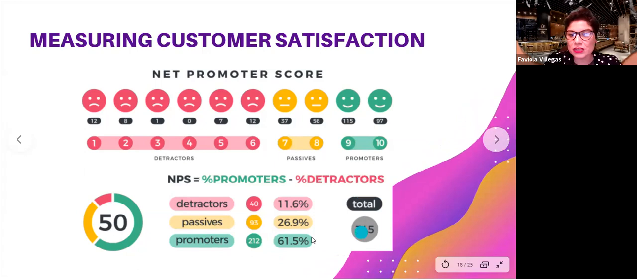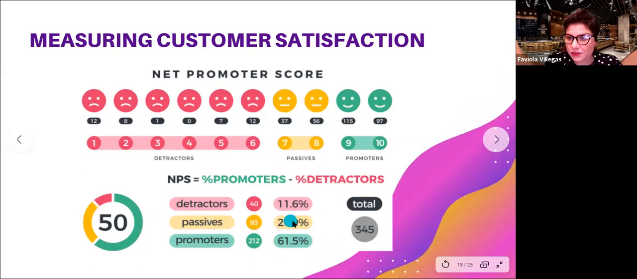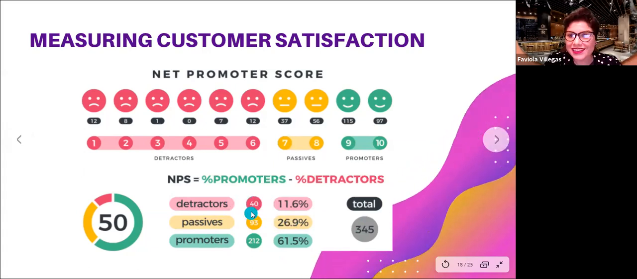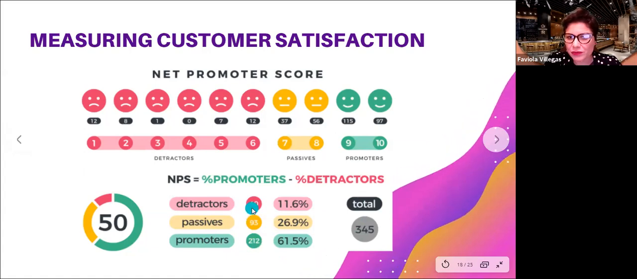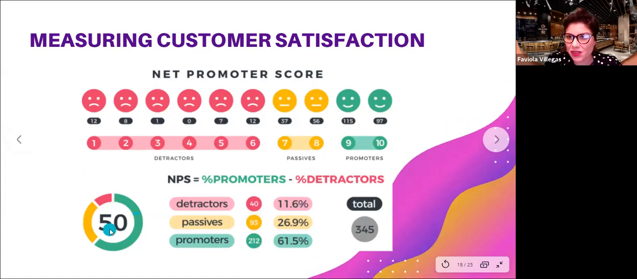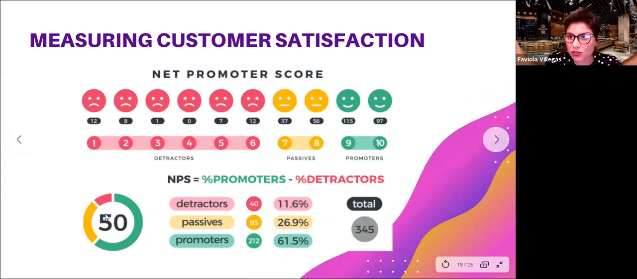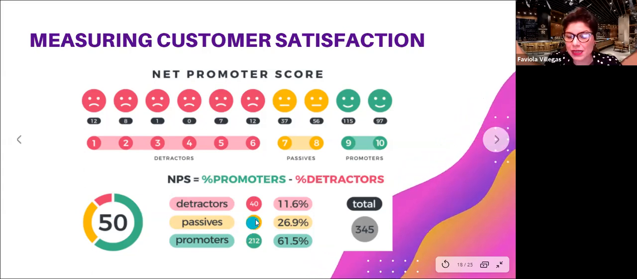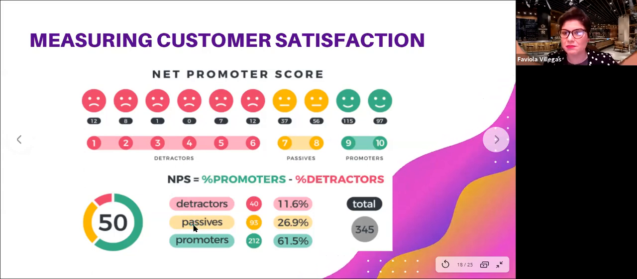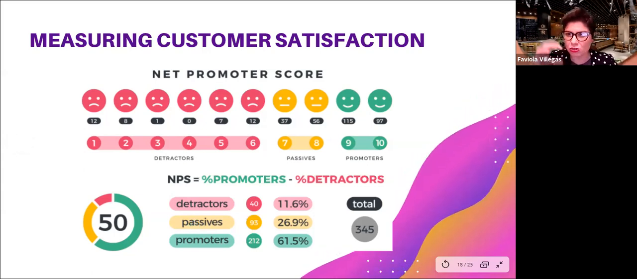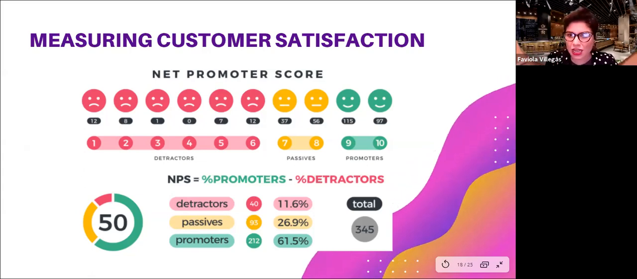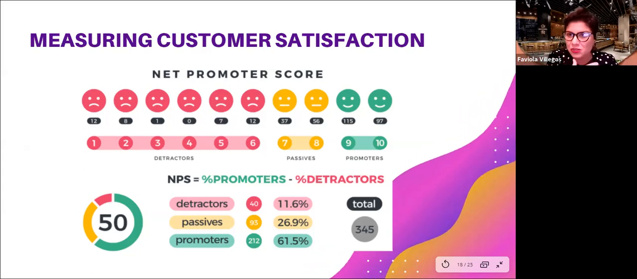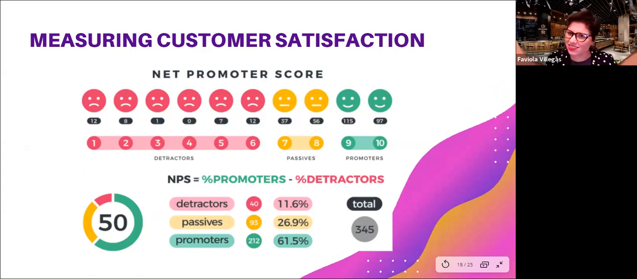Okay, so you eliminate the passives, the neutrals, they don't count in this calculation. You need to subtract detractors from promoters, and you're going to have 50 points on your Net Promoter Score. Is that a good number? Yes. Can you become better? Yes. The passives are showing you that there are many people that maybe with a slight change in your customer experience, on your customer journey, you can make them brand evangelists. So you're having a 50-point Net Promoter Score. That's awesome.